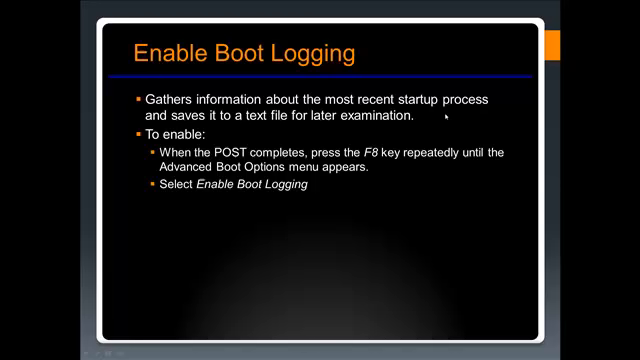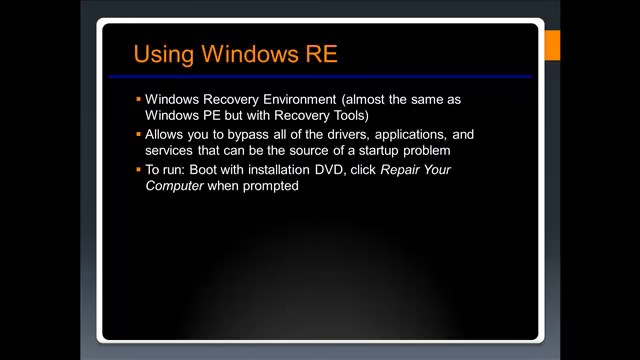You can enable boot logging. There are 4 options to do this: the 3 safe modes, and then there's one called enable boot logging. You have to use F8 to get into the advanced boot options. You make the selection of enable boot logging, and then when you boot up, you're going to end up with a text file that's going to document for you everything that is loading up during the boot process.